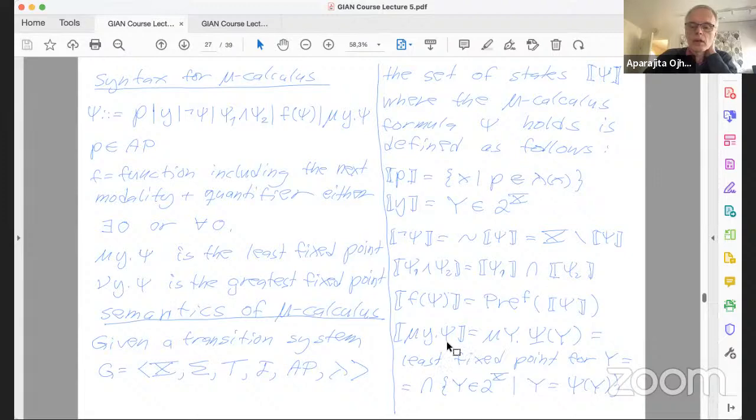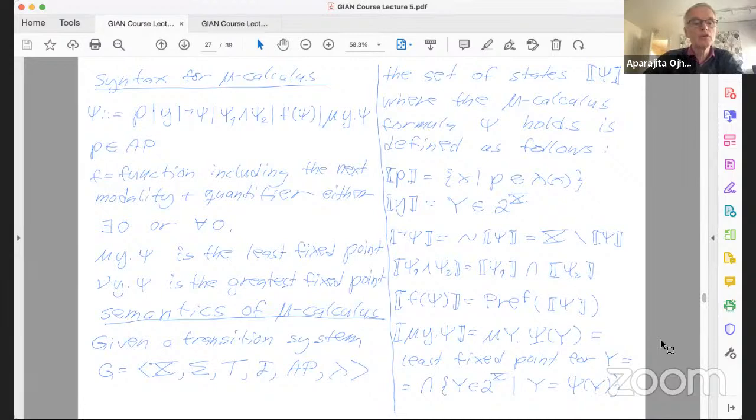But these fixed point operations, where you have the least and the greatest fixed point, come out quite easily, because it's just what you start with. For the least fixed point, we start with the empty set, and for the greatest, we start with the whole set of states, and then we iterate. The complication, and I would say the only complication in this mu calculus procedure, is this pre-function.